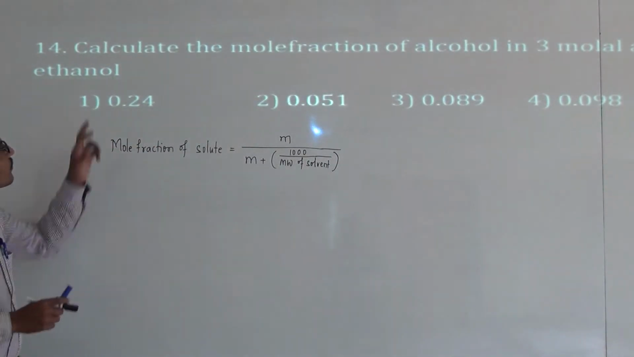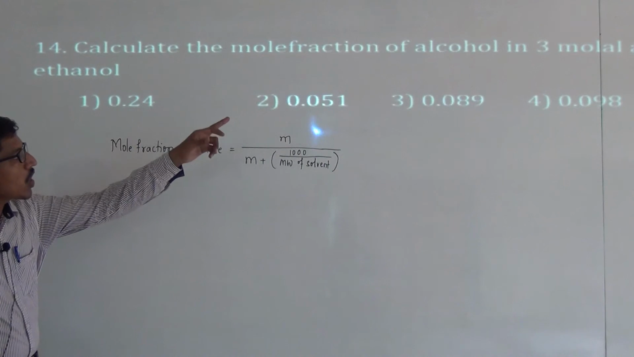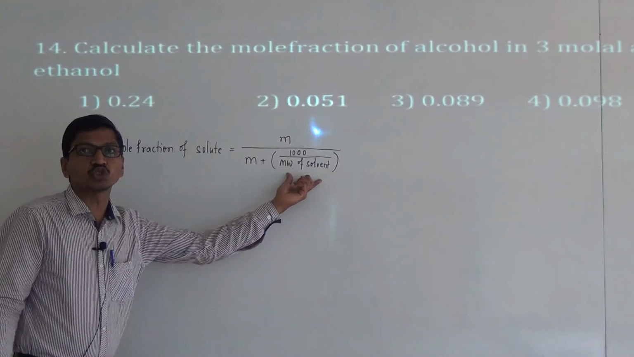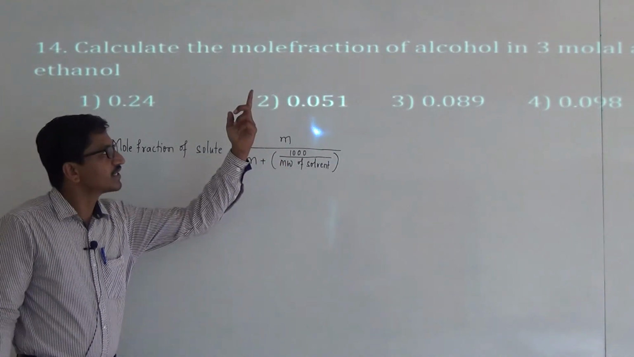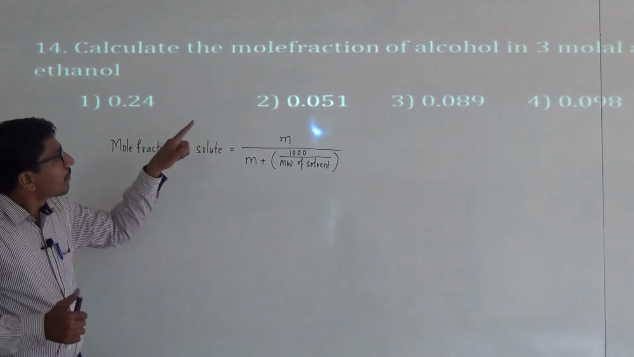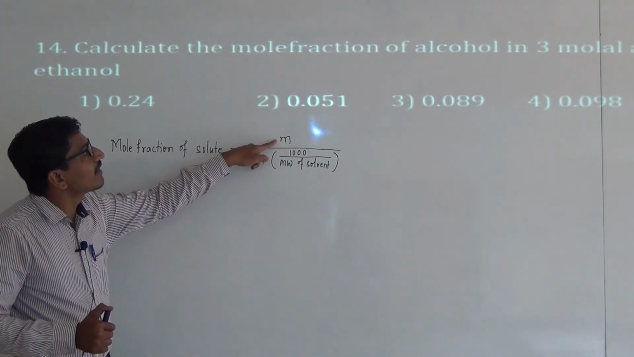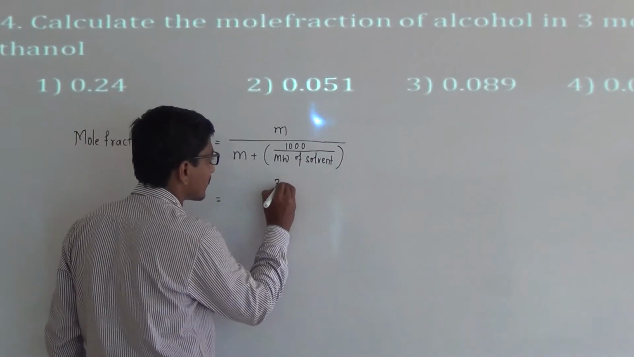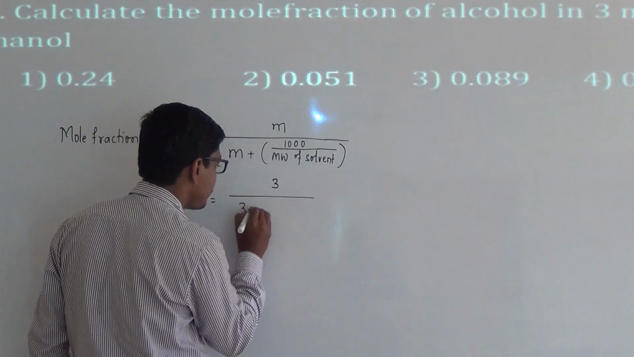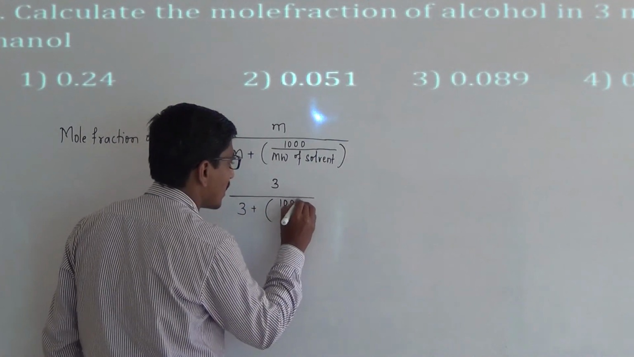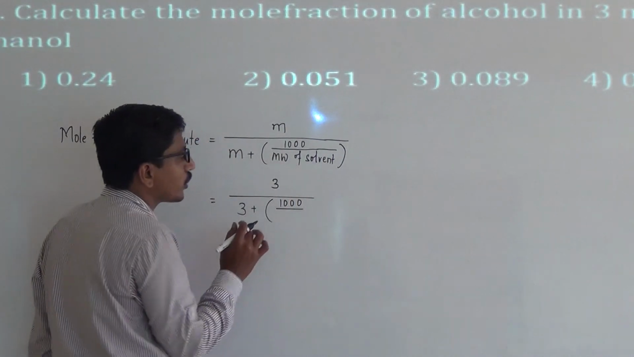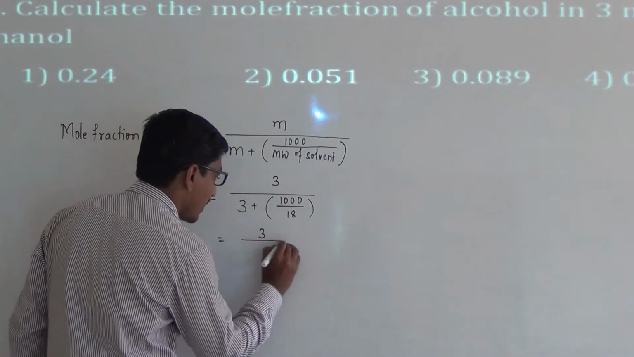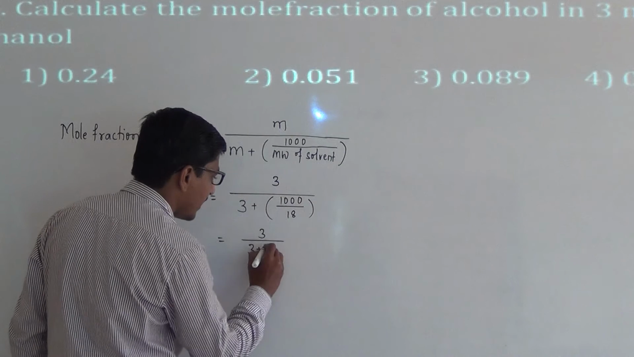In the given question, calculate the mole fraction of alcohol in 3 molar aqueous solution. The solvent is water. Aqueous solution means solvent is water and solute is ethanol. And the molality value is given, that is 3 mol. Substituting the values in the above equation, 3 divided by 3 plus 1000 divided by molecular weight of solvent, that is water, is 18.